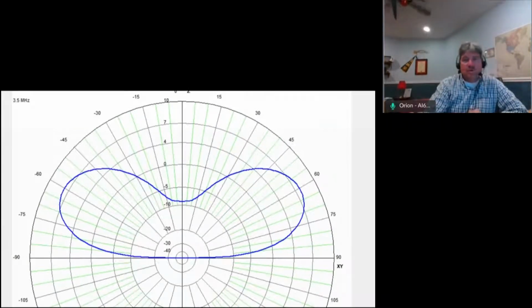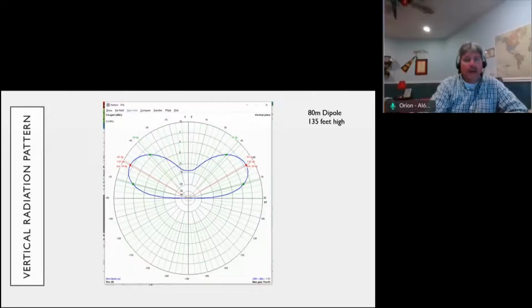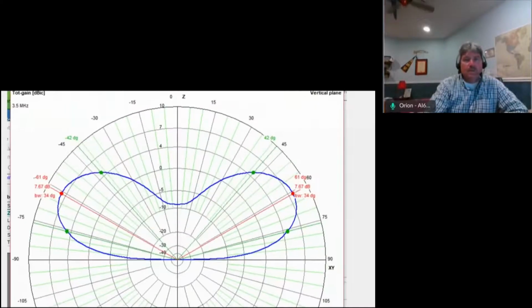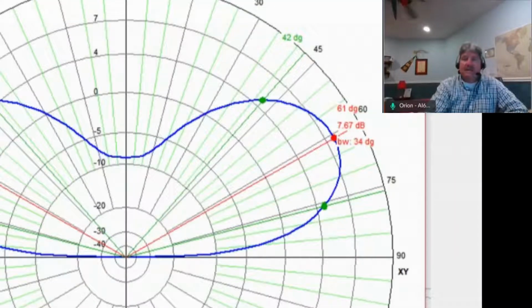So now this gives you the pattern. You can also click another little button, and it will calculate the point of maximum gain. In this case, the maximum gain is 7.67, which we saw down here in the bottom right. But we can see that it's at 61 degrees. So here's 90, and you have 61 degrees. So roughly about 29 degrees above horizontal is where your maximum gain is going to go out.